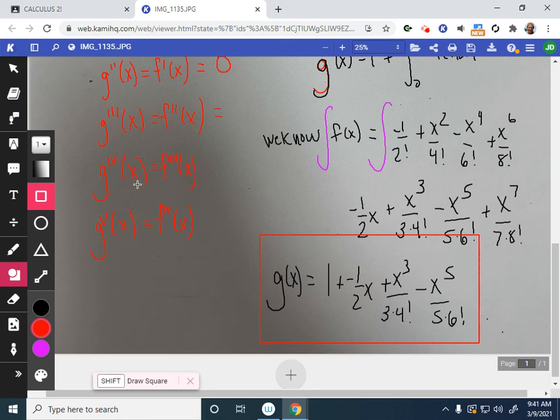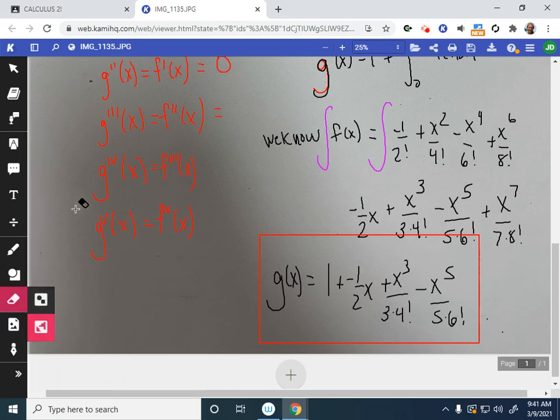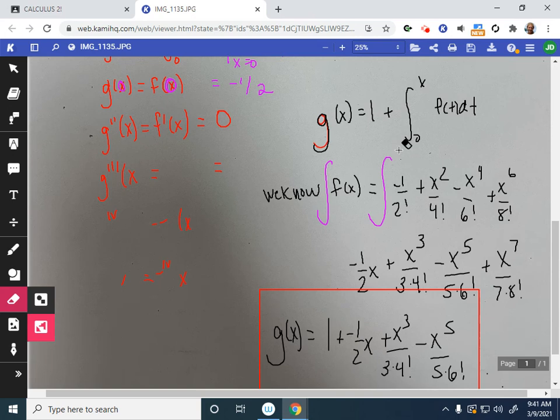But that's so much easier. Why would I want to go through all of these derivatives? That would have taken me forever to get all those derivatives. I do not want to do that. I should have built it.